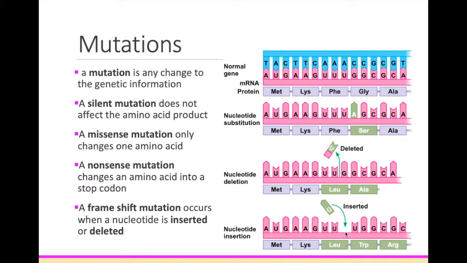The same thing happens down here. The third codon was supposed to be UUU. Well, now it's UUG with this G inserted. And every codon after that is going to become different. So a frameshift mutation usually causes a really big change to the amino acids, to the protein, where every single codon after the mutation is going to show a different amino acid than it was supposed to be originally.